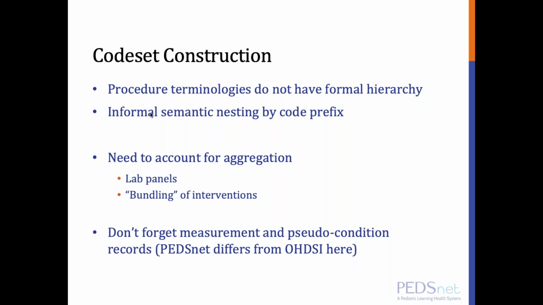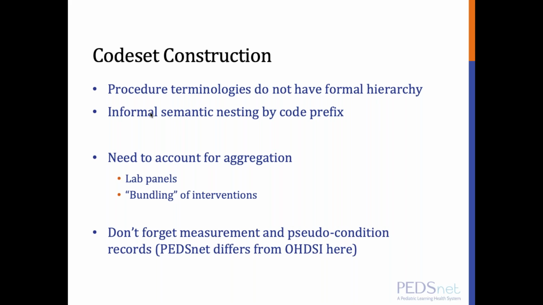So in code set construction here, again, you want to remember that it can spill over into other tables. If you're looking for labs, make sure you're looking at the measurement table. And if you're looking at pseudo procedures, you want to look into the condition occurrence table as well. Bundling: if you have a set of labs that's performed as a procedure, it will only be one procedure occurrence in the procedure table, but those results could span multiple rows in the measurement table. So be aware of that if you're looking at things like counts or aggregate information.